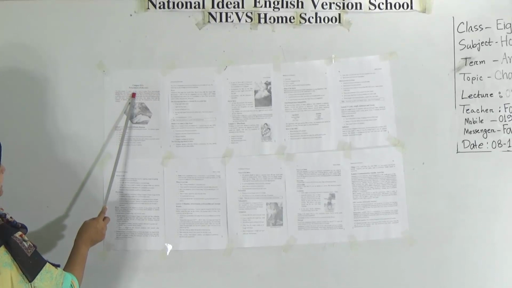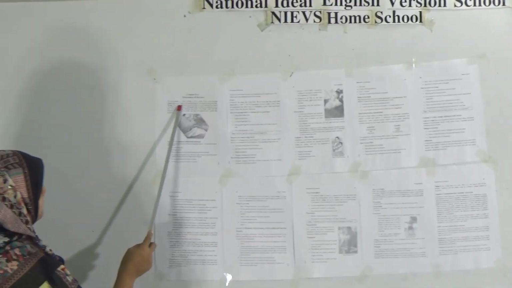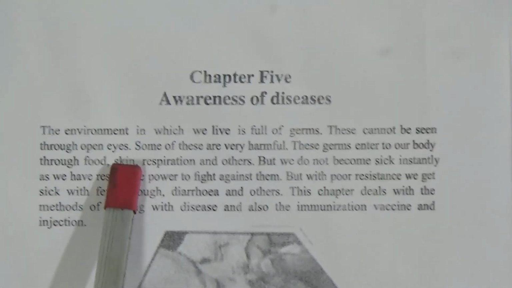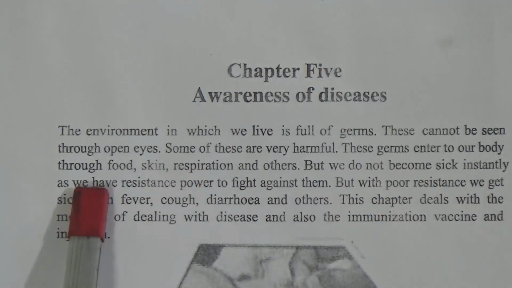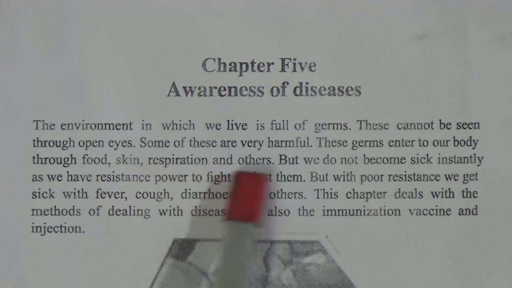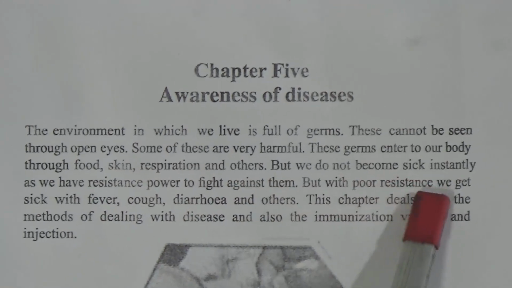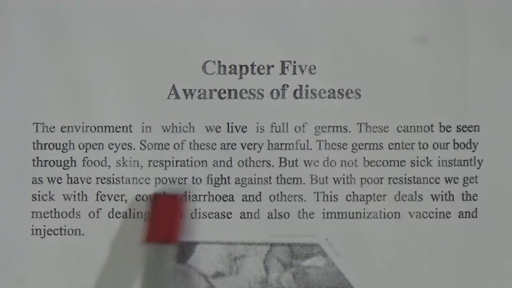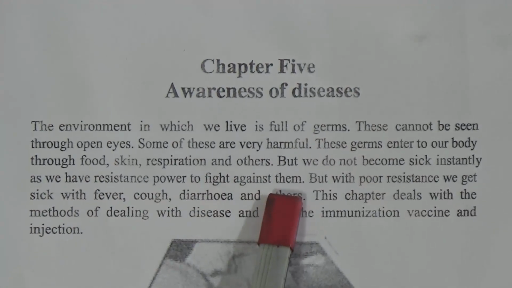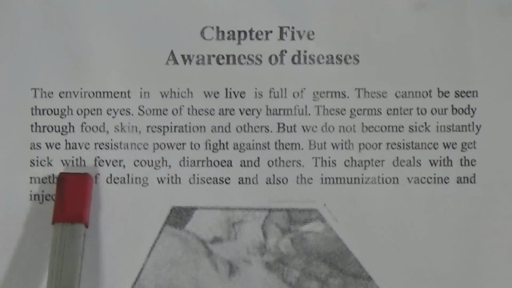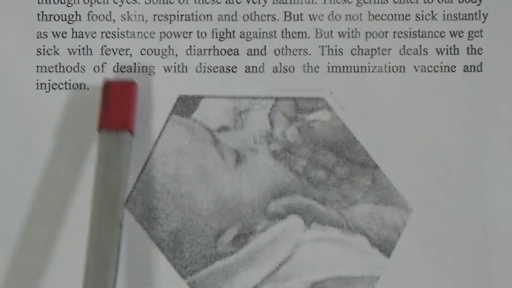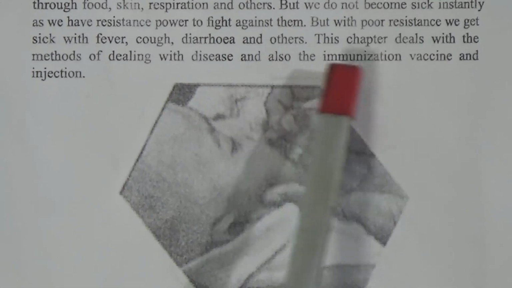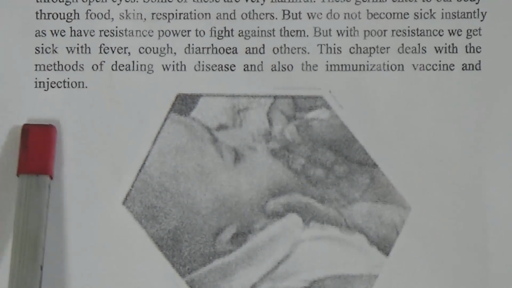Chapter 5, awareness of disease. The environment in which we live is full of germs. These cannot be seen with open eyes. Some of these are very harmful. These germs enter our body through food, skin, respiration, and others. But we do not become sick instantly as we have resistance power to fight against them. But with poor resistance, we get sick with fever, cough, diarrhea, and others. This chapter deals with the methods of dealing with disease and also the immunization, vaccine, and injection.